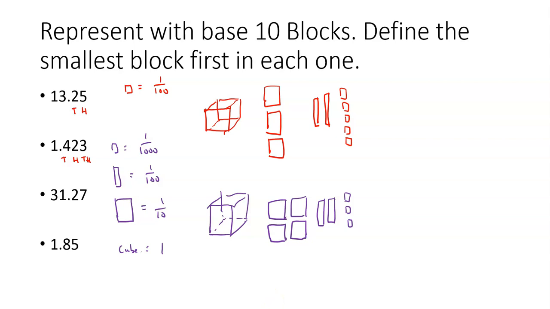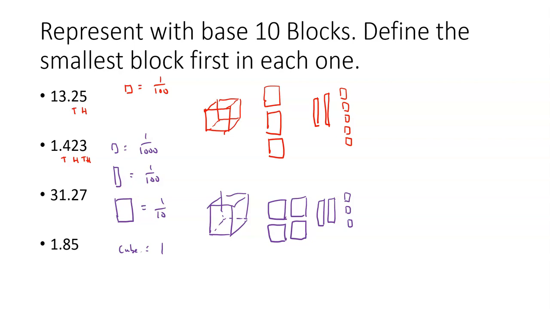It's very similar to what we were doing with the whole numbers in that everything along the line is a power of 10 greater than the one before. So 10 of those little cubes makes a rod, 10 rods makes a flat, 10 flats makes a cube, except that now we have to define that smallest block in order for the problem to make sense. Try those other two on your own. Draw them out: 31 and 27 hundredths and 1 and 85 hundredths.